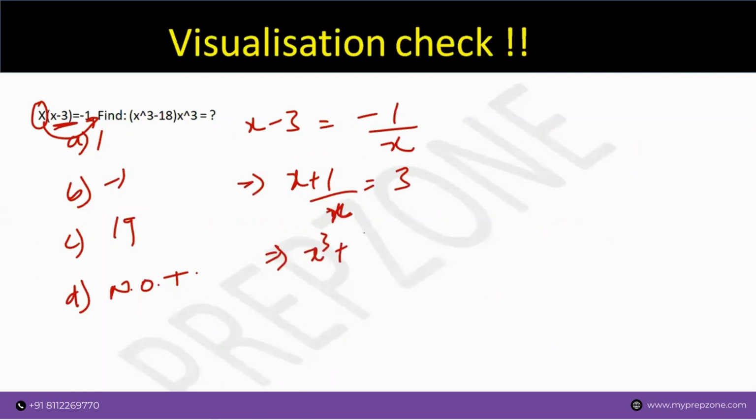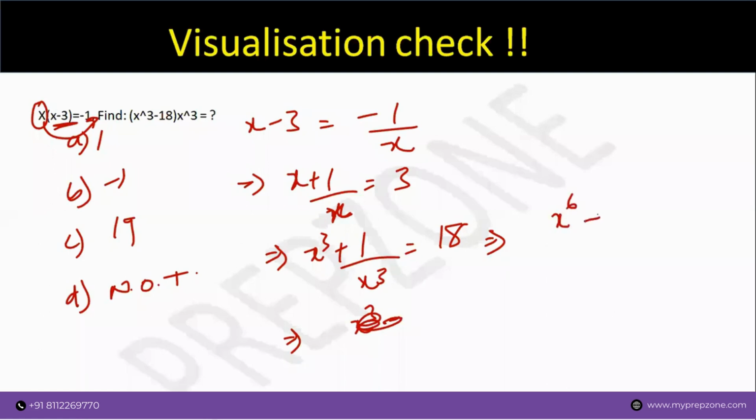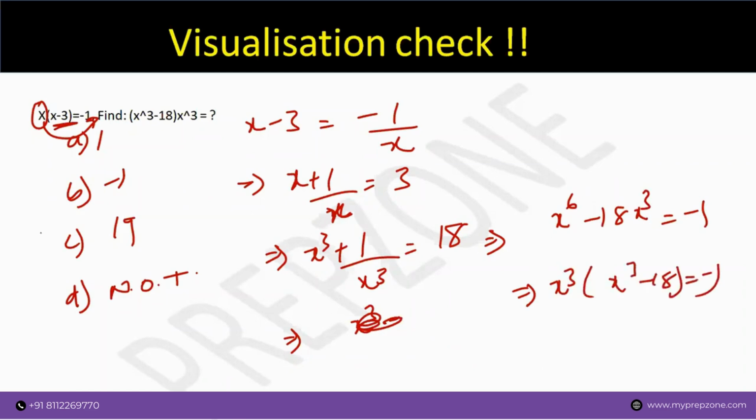So x cube plus 1 by x cube is 18. And rearranging, we get x cube minus 18 equal to 1 by x cube, which means our required expression, multiplying, is x to the power 6 minus 18x cube equals minus 1, right? Which is nothing but x cube into x cube minus 18 is equals to minus 1. So answer is.